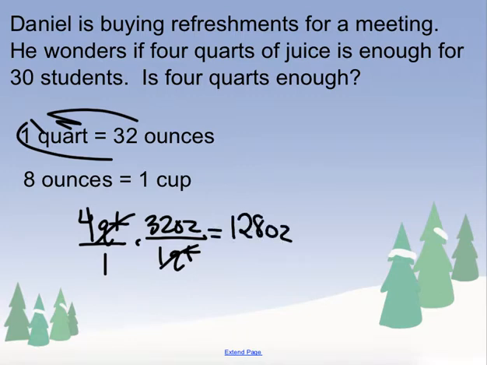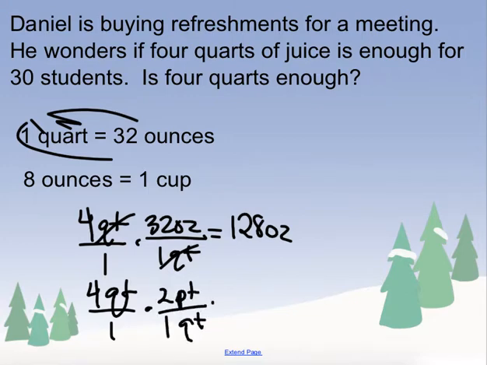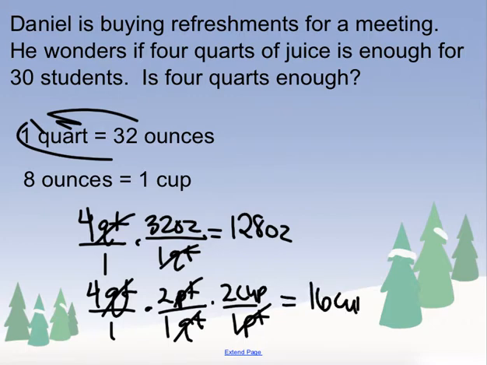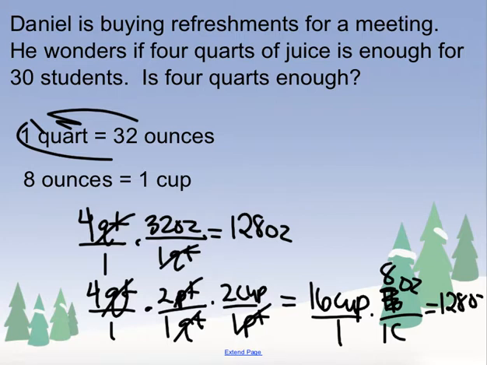But maybe you don't know that fact and only know that 1 cup is 8 ounces. I could go from 4 quarts to, well, I know there are 2 pints in 1 quart, and there are 2 cups in 1 pint. So I get rid of the quarts, get rid of the pints, and I multiply 4 times 2 times 2 is 16 cups. Then 16 cups times, well, 1 cup is 8 ounces, and I end up with my 128 ounces.